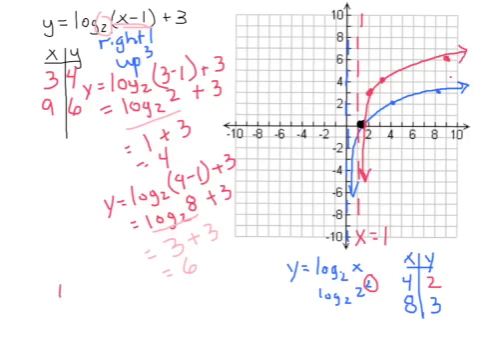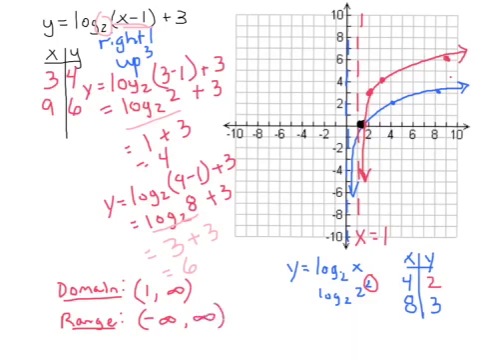Okay, my domain starts at 1 and moves to the right, so x is greater than 1, or from 1 to infinity. It can't reach the vertical asymptote. My range in this case, it goes infinitely downward, so it's going from negative infinity. And although it's very slow, if I fill in log base 2 of 1,000,000, I'll still get a y value back out. So it is slowly climbing, so it's going to go to infinity.